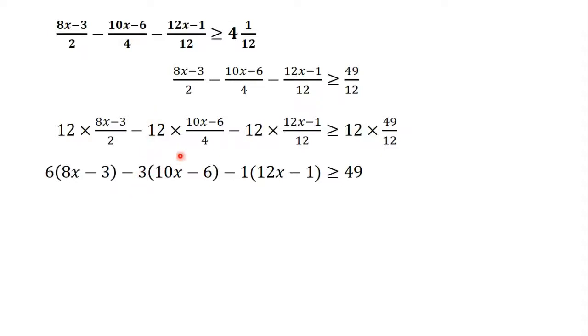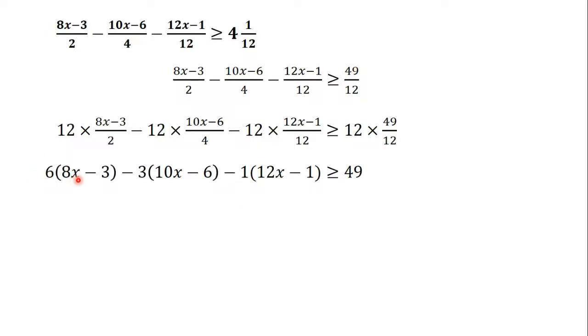4 will cancel 12 3 times. So you have 3 into brackets, what you have here, which is 10x minus 6, minus 12 will cancel 12 1 time. So 1 times what you have here, which is 12x minus 1. Then 12 will cancel 12 1 time. So 1 times 49 will give us 49. From here, we open the bracket and we simplify.